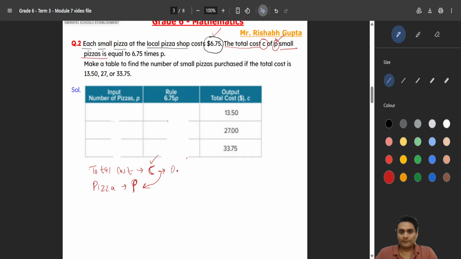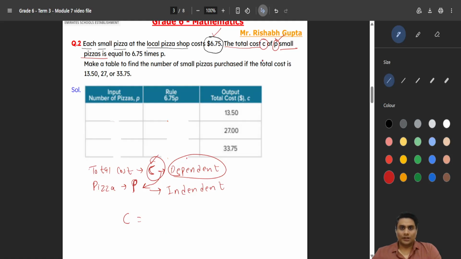The total cost is dependent and the number of pizzas are independent. I told you the dependent variable will come on the left and the independent on the right. So we will write the P here, but let us first read the question. Let us read from here again. The total cost C of P small pizzas is equal to 6.75 times P.